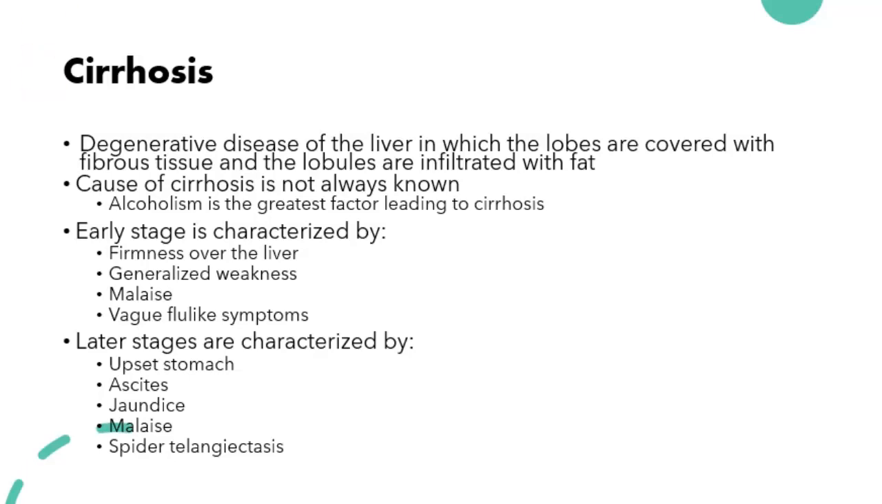In the early stages of cirrhosis, you will see firmness over the liver, generalized weakness, malaise, and vague flu-like symptoms. In the later stages, you will see upset stomach, ascites, which is accumulation of fluid and albumin in the peritoneal cavity, jaundice, which is yellow discoloration of the skin, mucous membranes, and sclera of the eyes, further malaise, and spider telangiectasis, which is small dilated blood vessels with a bright red center point and spider-like branches.